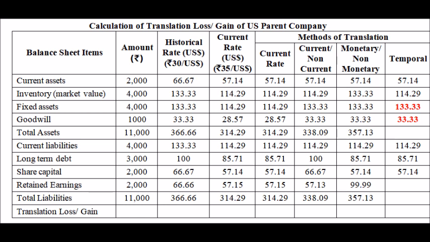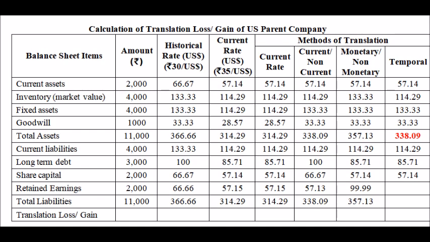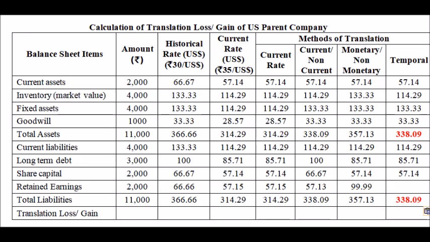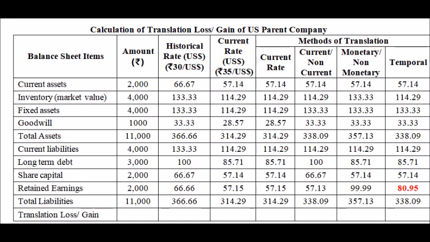The second category of non-monetary items will consist of inventory if it is not shown at market value and all fixed assets. These items will be recorded at historical rate. Next, calculate total assets, that is 338.09. Record the same amount of 338.09 under total liabilities. Calculate a balancing figure of retained earnings, that is 80.95.